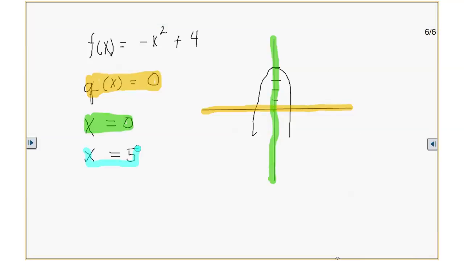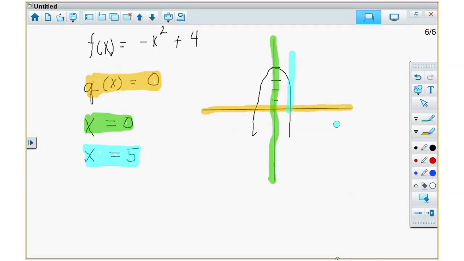And then what's x is equal to 5? What is that? A vertical line at 5, which I don't know if it'll work or not, but we're going to try it. 5 might be right in there. Let's see, may not work. Negative x squared plus 4. Let me see where it crosses the x-axis. Negative x squared plus 0x plus 4 is equal to 0.